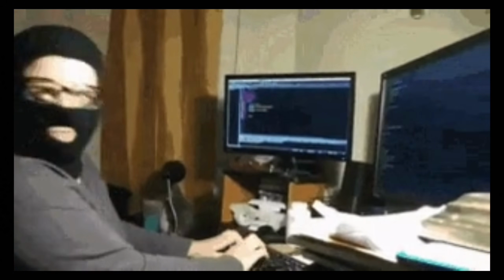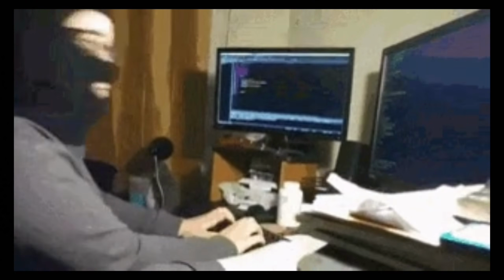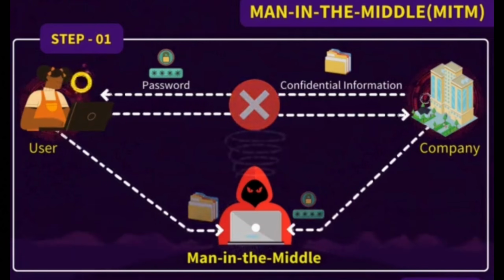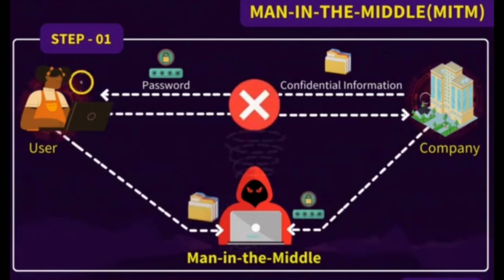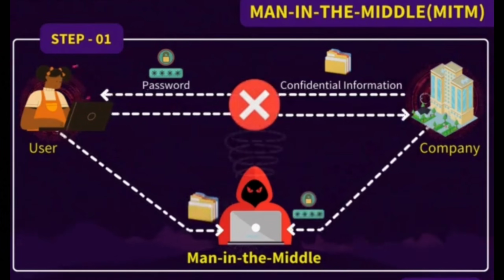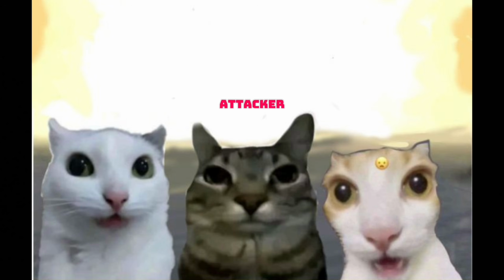A man-in-the-middle attack, or MITM, is a network attack where an attacker secretly places themselves between a victim and the network. Instead of your traffic going directly to the router or the website you're trying to access, it passes through the attacker's machine first. The attacker simply acts as the middleman, forwarding the traffic so everything appears to work normally.